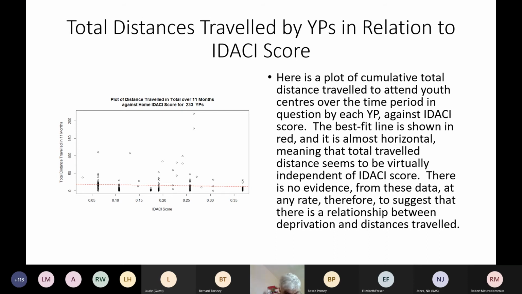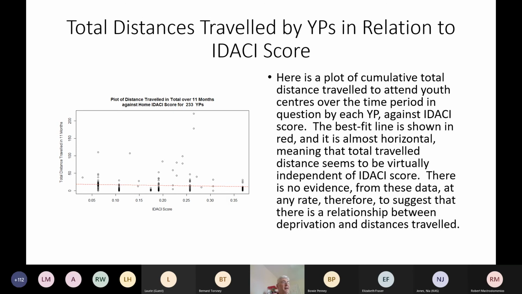And again, I've plotted total distance travelled by each young person throughout the course of the year against Idarki score. And again, the least squares regression line is more or less horizontal. The best fit line is shown in red, and it's almost horizontal, meaning that total travel distance seems to be virtually independent of Idarki score. So there's no evidence from these data, at any rate, to suggest that there is a relationship between deprivation and distance travel.